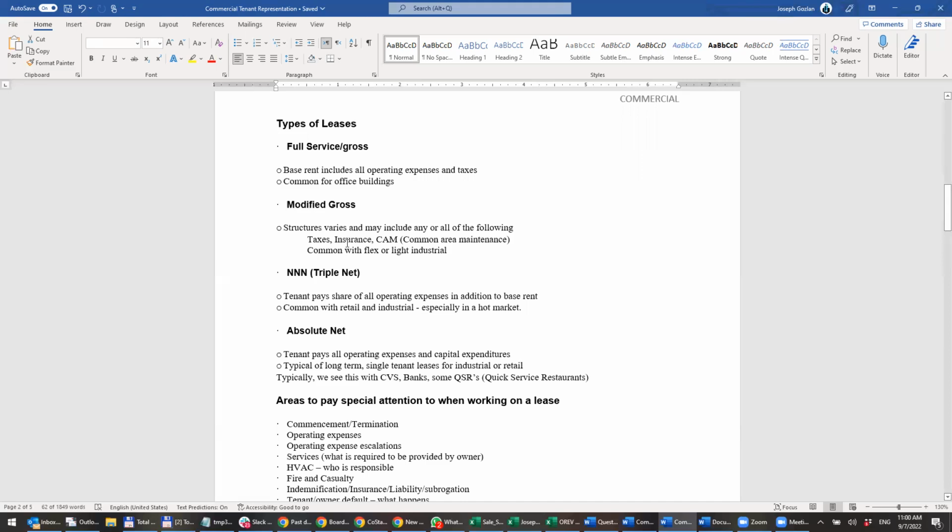So on the types of leases that you're going to come across, you'll see full service or gross lease, which basically means I am paying my rent and that's it. Everything is embedded into my rent. And the rent can be $2,000 a month, X dollars per month, or it could be X dollars per square foot.